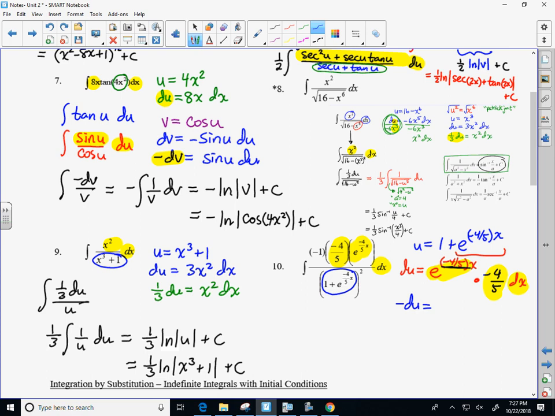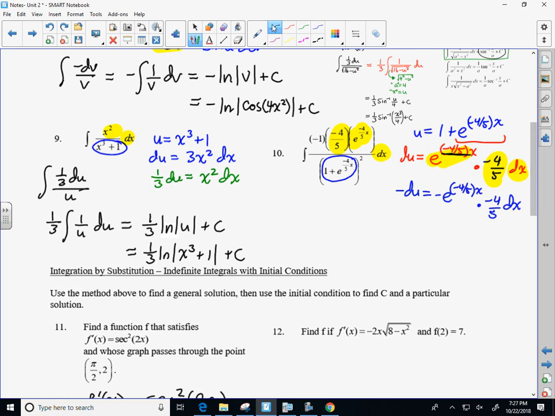So negative du would be equal to this stuff. So negative e to the negative 4/5 x. But then you kind of see it as, hopefully, a little bit of a waste of time, because that negative 1 is a constant multiple anyway. You don't really need to address it. And besides, by doing this correction here, I'm replacing the entire numerator with a negative du. So it's basically like I'm leaving that negative 1 alone anyway. But either way is fine.